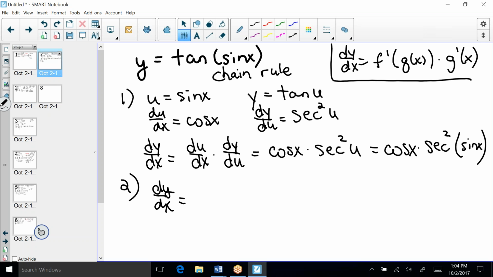All right, so f prime, remember f is going to be the outside function. What's the outside function of our original function? Tangent. So we have to take the derivative of the outside, the derivative of tangent. The derivative of tangent is secant squared. We want to take the derivative at g, at the inside function. So I'm just going to copy the inside function. The inside function is sine of x. So I'm just going to copy that.